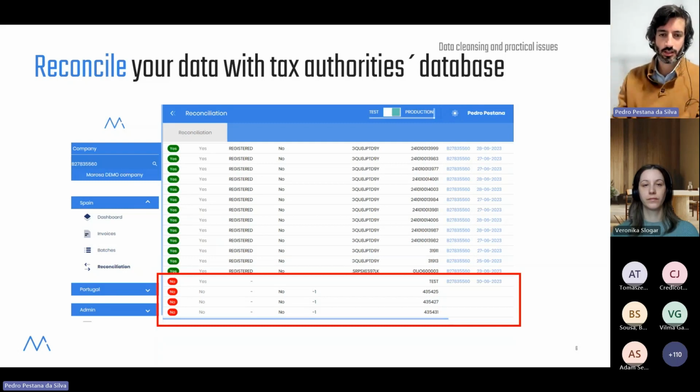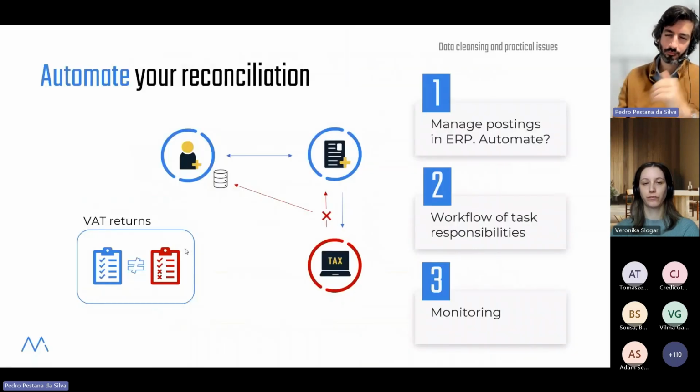So you will need to match what's on your system, which you can see on the left-hand side, with what's on the system of the tax authorities. And whenever there is a gap, you will need to take action. So this is indeed part of the VAT return work post, reconciling data at transaction level. You need to make sure that what the tax authorities have will reconcile with what you have in your system.